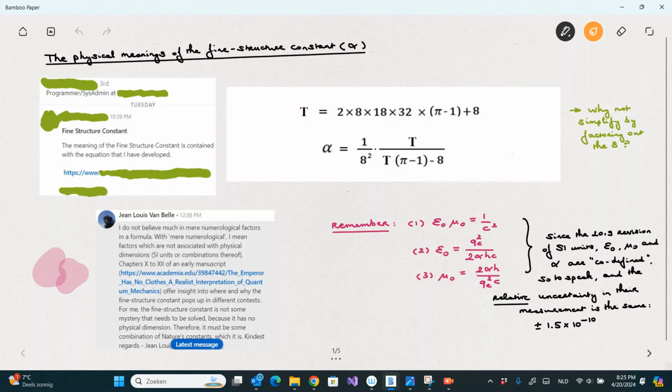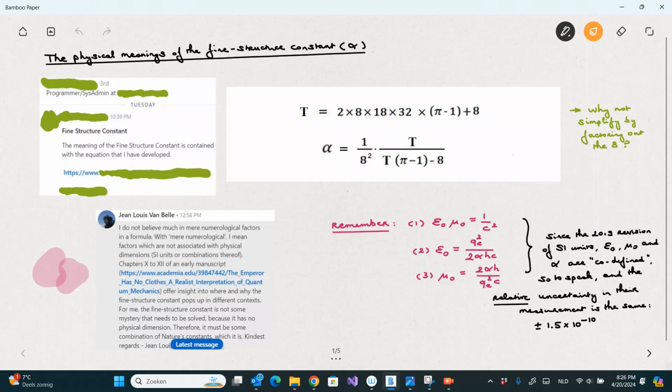In those chapters, I offer insights into where the fine structure constant pops up and why it does so in very different contexts. So the point is, it's no mystery that needs to be solved. The fine structure constant actually has no physical dimension itself, which is actually normal. It's a ratio, a combination of nature's constants, which it is. The definition, I put it here.